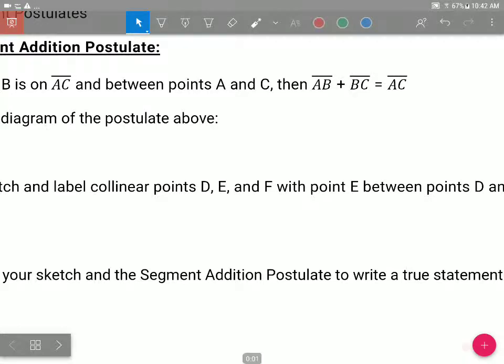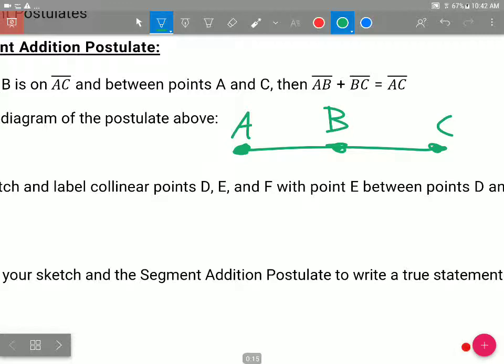All right, the segment addition postulate basically says something like this. If point B is on AC, so basically if B is between these two, then if I add up the two smaller sections, AB, that's this one, plus BC, that's this one, it equals the whole thing.